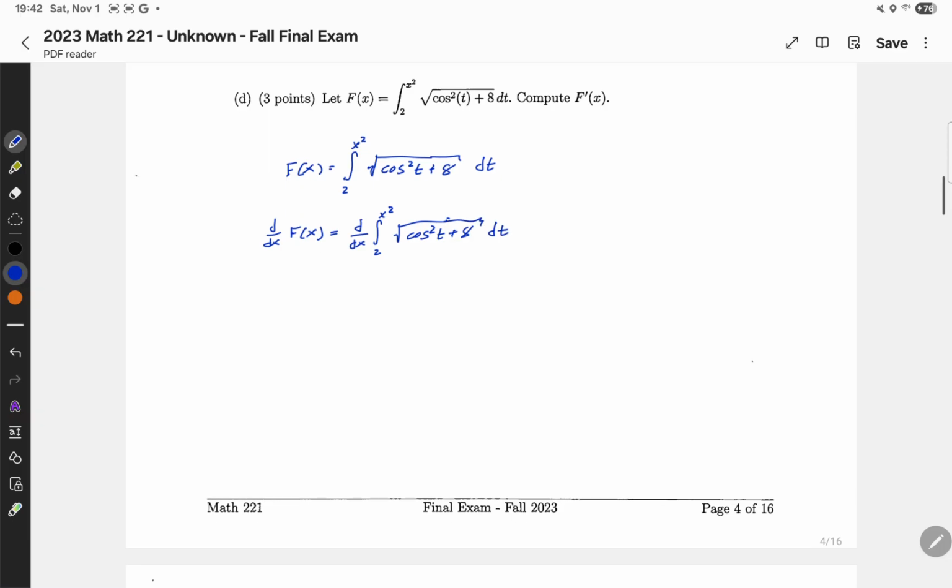All right, and so now, if you remember the fundamental theorem of calculus, we can simplify pretty easily. So F prime of x is going to be equal to the square root of cosine squared, and then we're just going to plug in this top value here, cosine squared of x squared plus 8, and then we just have to multiply by our chain rule. So the derivative with respect to x of x squared is just going to be 2x, like this, and that's our answer.